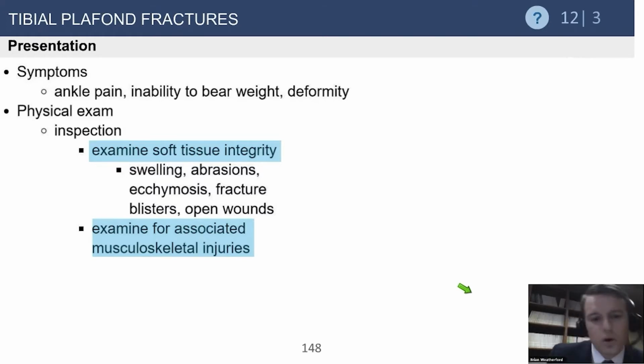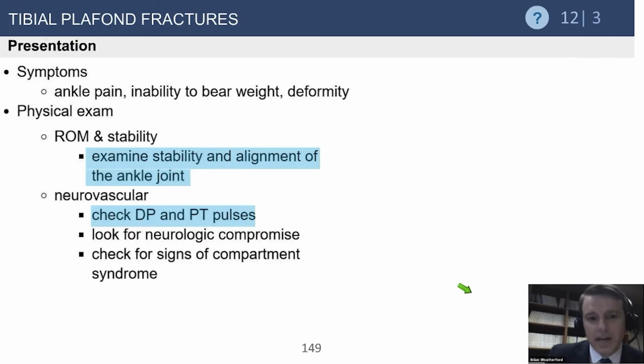You have to also look for associated musculoskeletal injuries. Don't get distracted by the obvious fracture. Someone comes in with a deformed leg, you have to make sure that you're not missing their spine injury or other associated pathology. Examine stability and alignment of the ankle joint. I wouldn't be too aggressive with that. The patient may not like you very much if you do that.